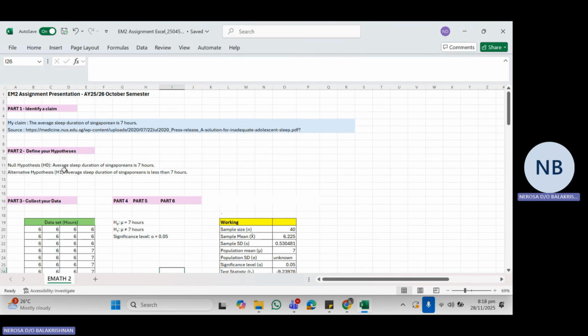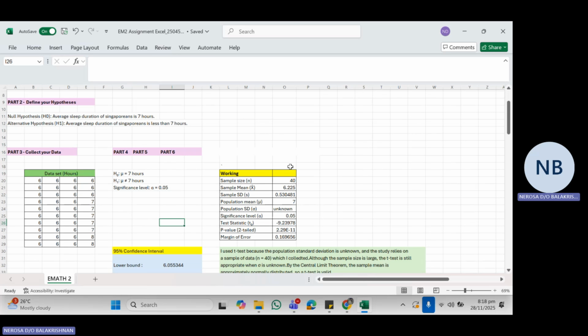Based on the claim, I set up the following hypotheses. Null hypothesis: average sleep duration of Singaporeans is 7 hours. Alternative hypothesis: average sleep duration of Singaporeans is less than 7 hours. This is a two-tailed test because I'm checking whether the true mean sleep duration is different from 7 hours.